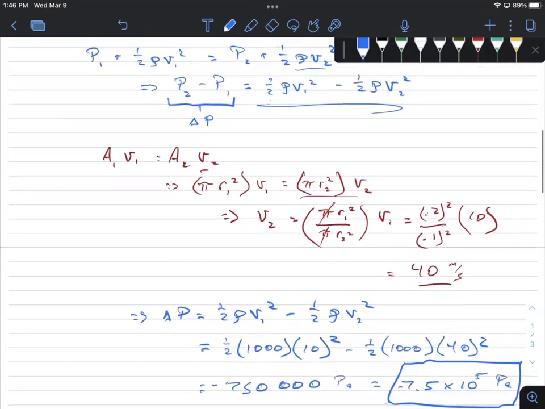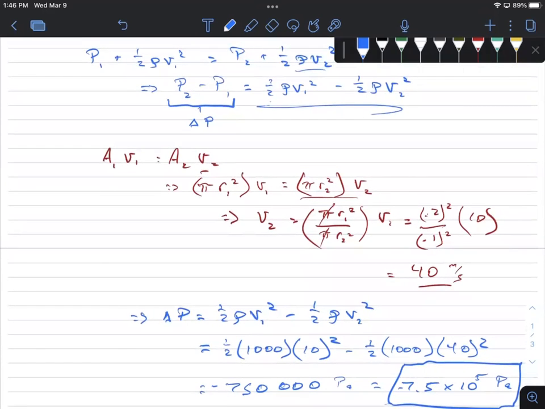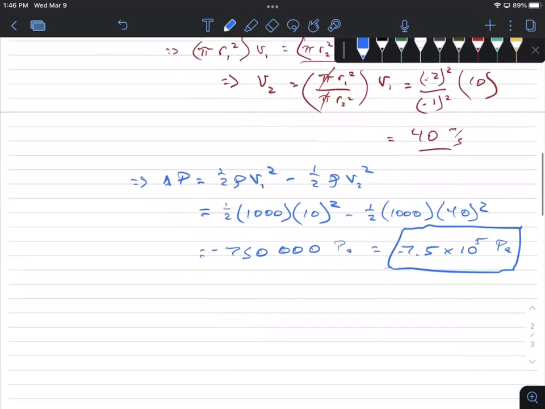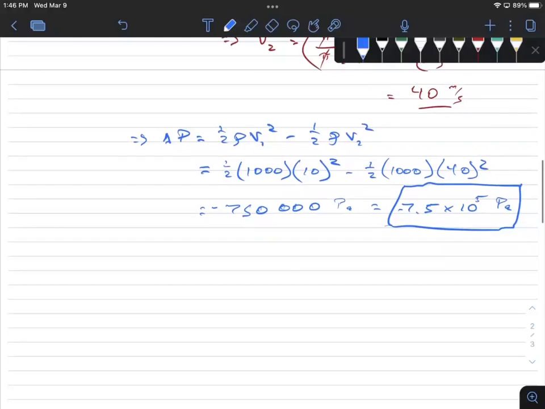You start with Bernoulli, move the terms around to solve for P2 minus P1, then do continuity to calculate the new velocity, then plug all your numbers in at the very end of the day to solve for your delta P. Okay, so that's the plan. Next class, more examples on this, just to make sure we're understanding it. And then probably Monday of next week, we'll move on to the second part of fluids, which will be Archimedes.